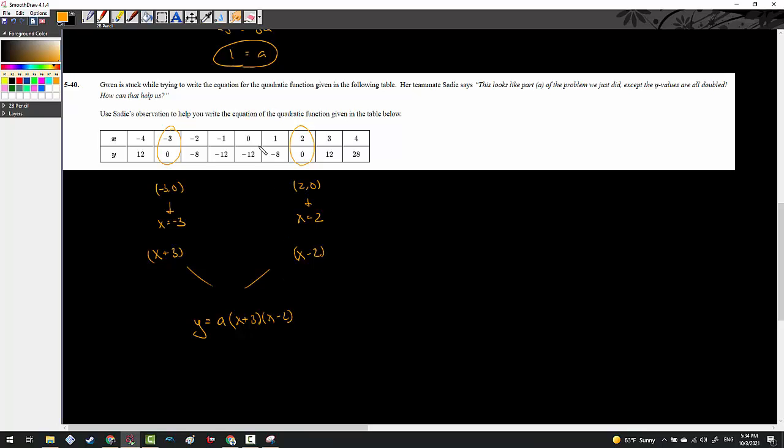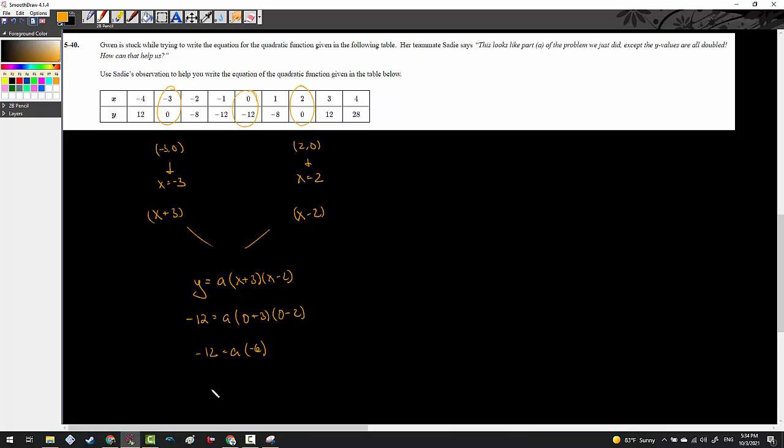And so now from here, let's pick that third coordinate here. Again, y-intercept, why not? Anytime you have the chance to pick something that has 0 in it, I'd say that's a good bet, because 0 tends to make things pretty easy. a times (0 + 3)(0 - 2). So what you have is a times -6 equals -12. Scroll down a little bit. If I divide both sides by -6, I'm going to get a equals positive 2.